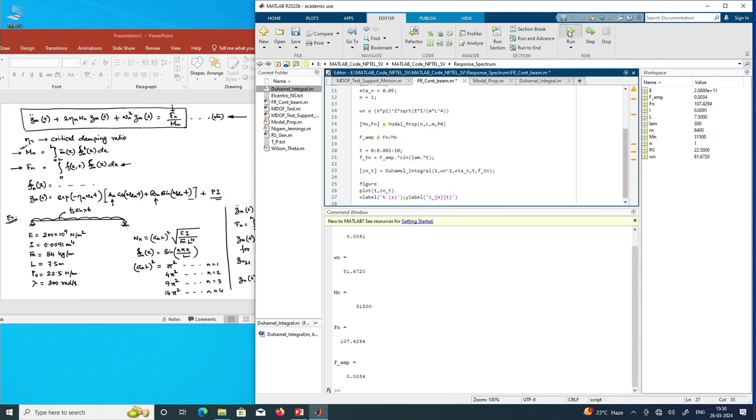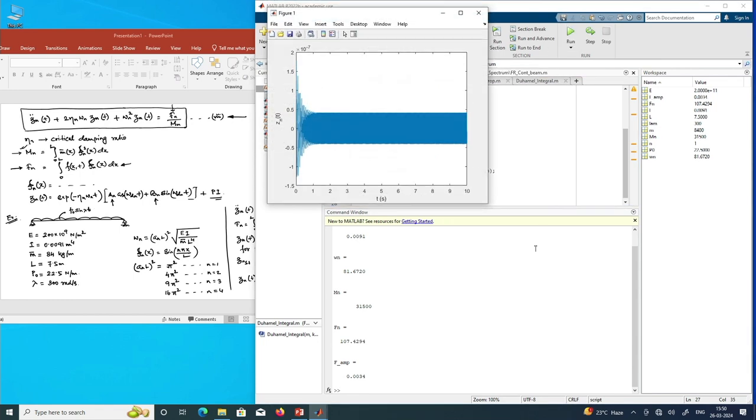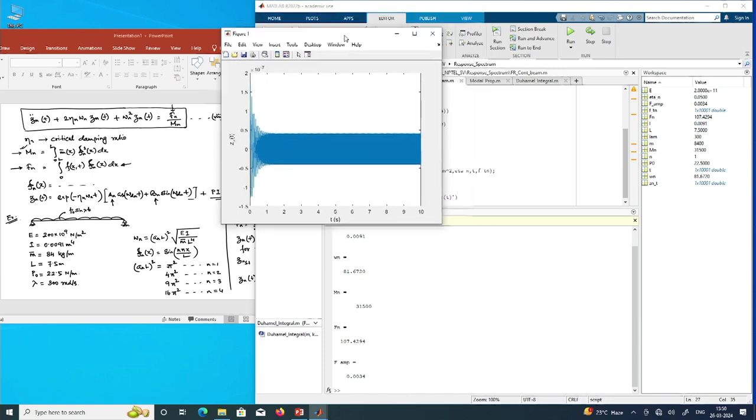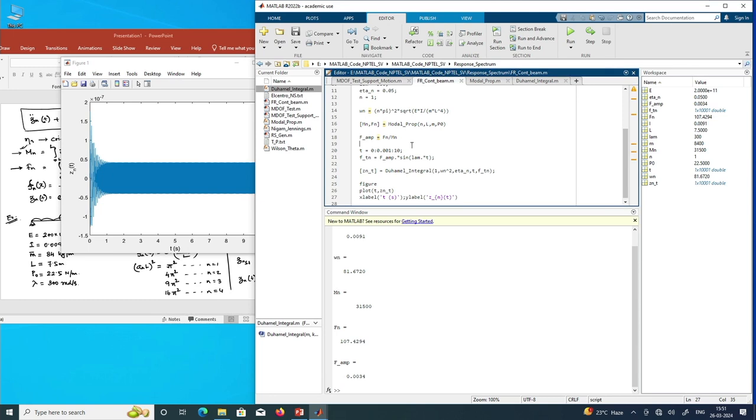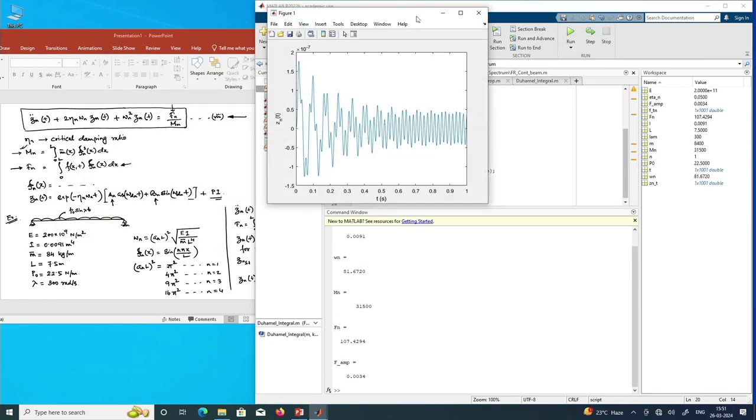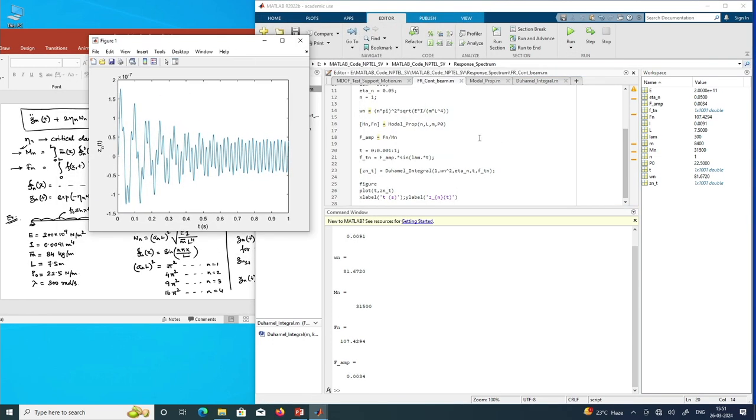So, let us run this code, and you can see the modal response for this particular case we have obtained. So, let us reduce the time and we have this modal response. So, that is in the first mode.